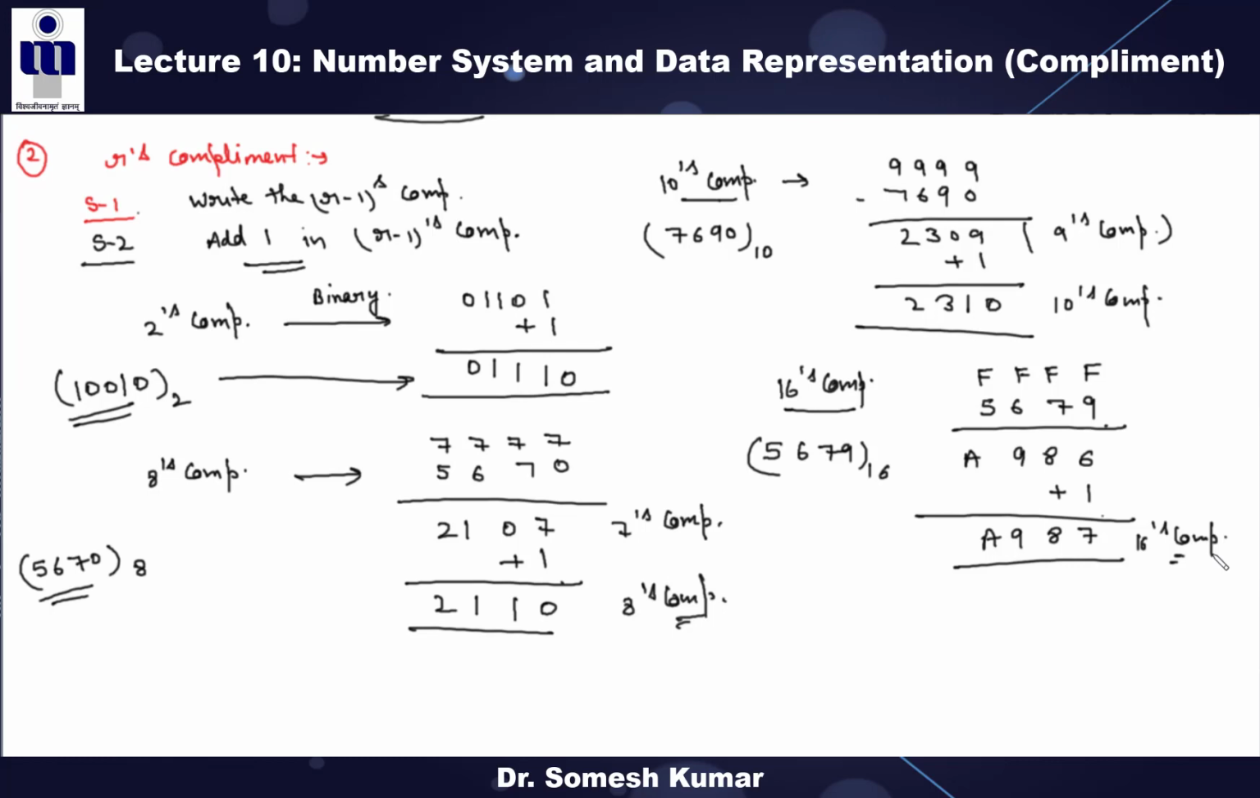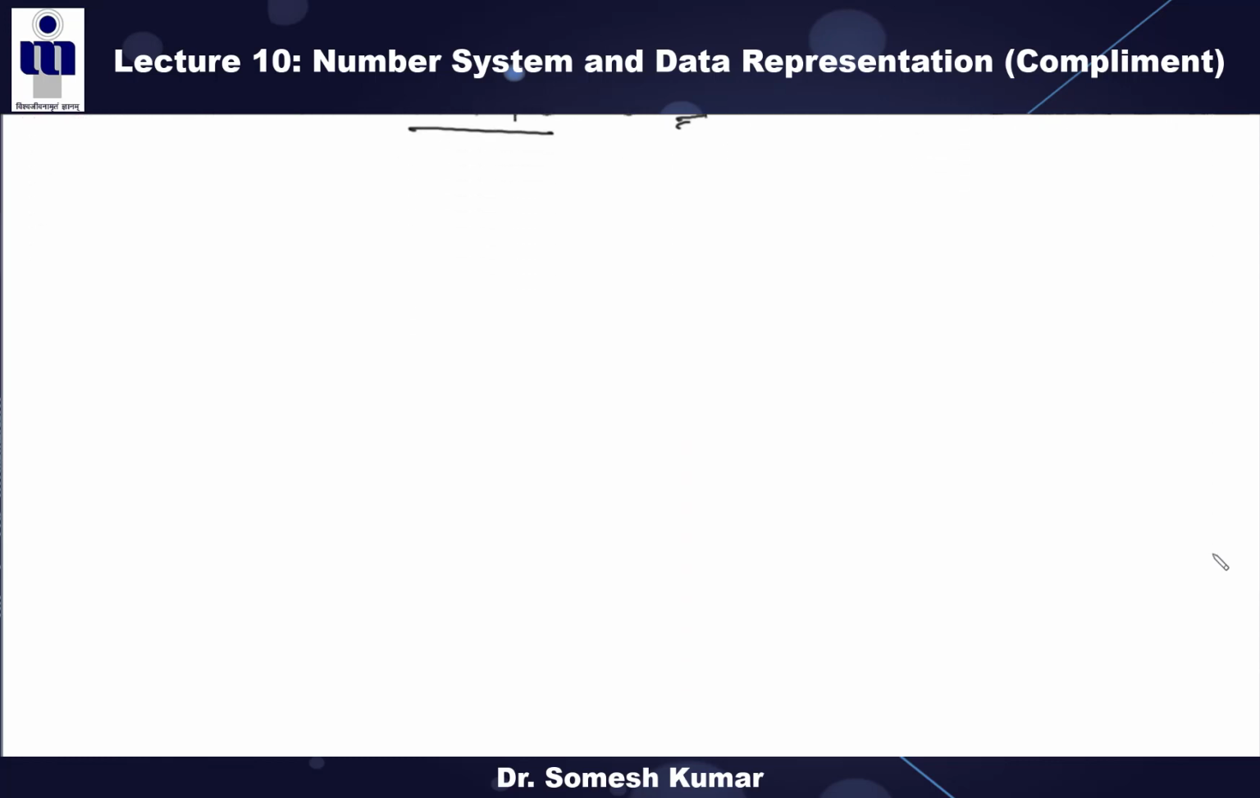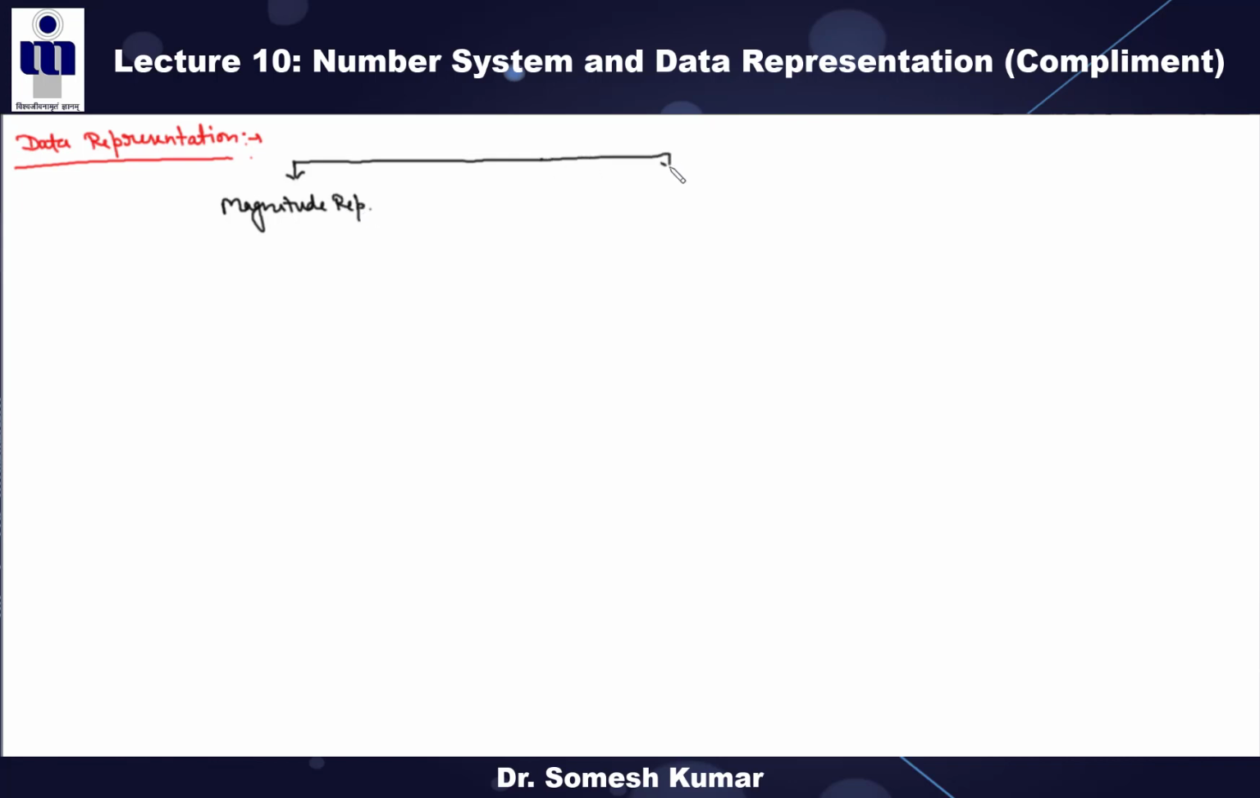Now we will discuss data representation. How we can represent data in the form of magnitude and in the form of complement, and how we can represent negative numbers. So next is data representation. Basically data is represented in two forms. One is magnitude representation. Second one is complement representation.